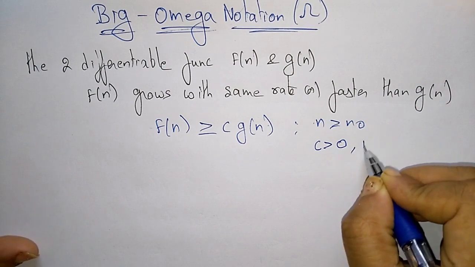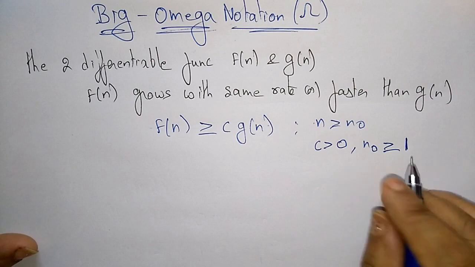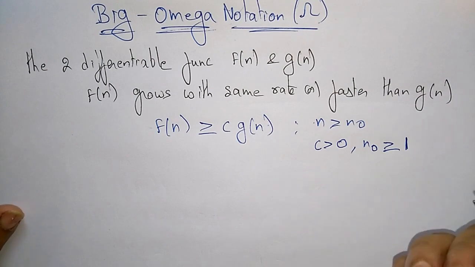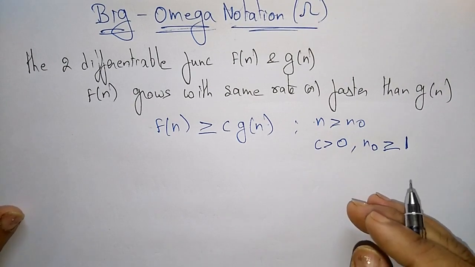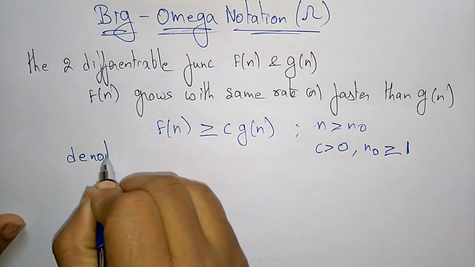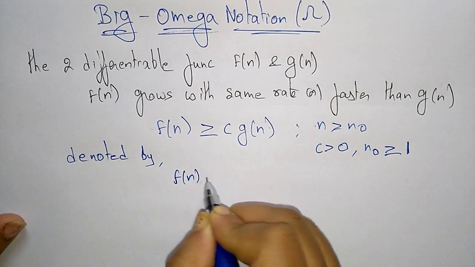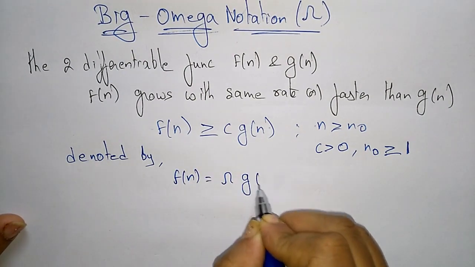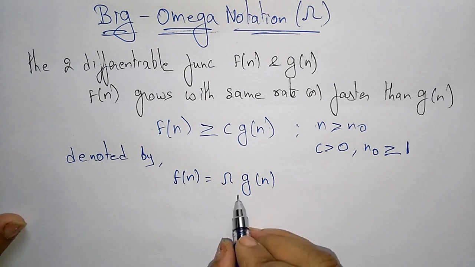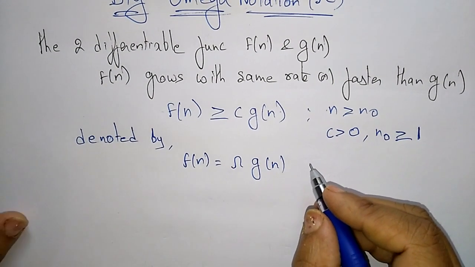And whatever the size of the input should be greater than or equal to 1, at least 1. And this can be denoted by f of n is equal to omega of g of n. So this condition is denoted as f of n is equal to omega of g of n.